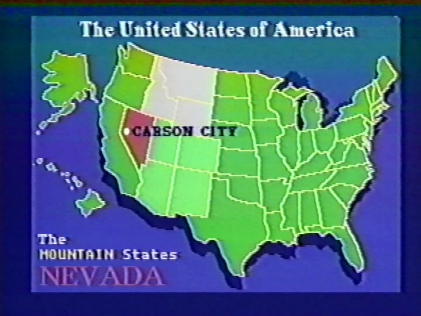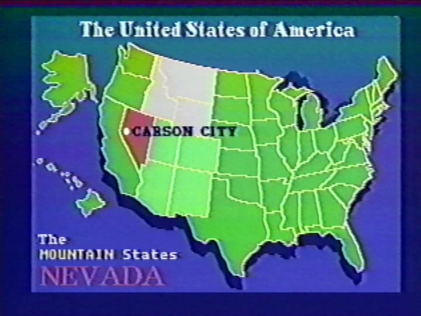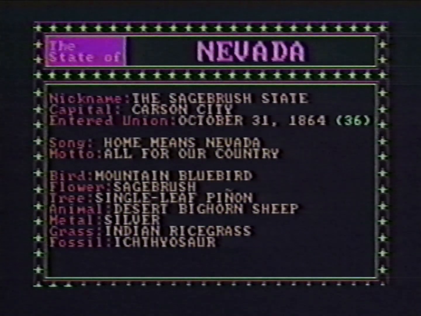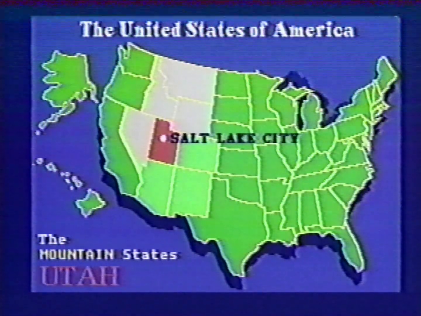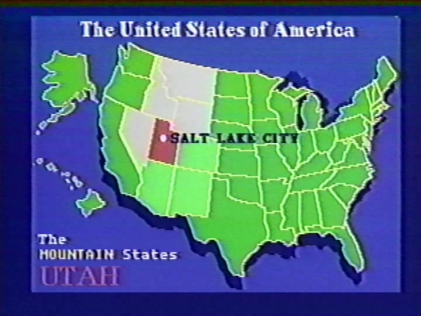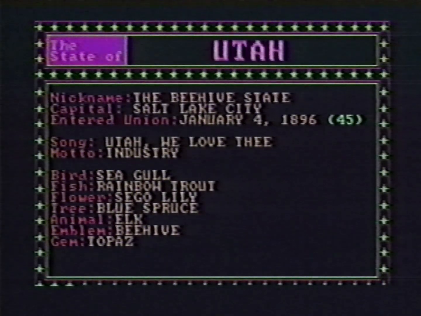The capital of Nevada is Carson City. Nevada was named for the Sierra Nevada mountain range, Nevada meaning snow-covered in Spanish. The capital of Utah is Salt Lake City. Utah was named for the Ute Indians.